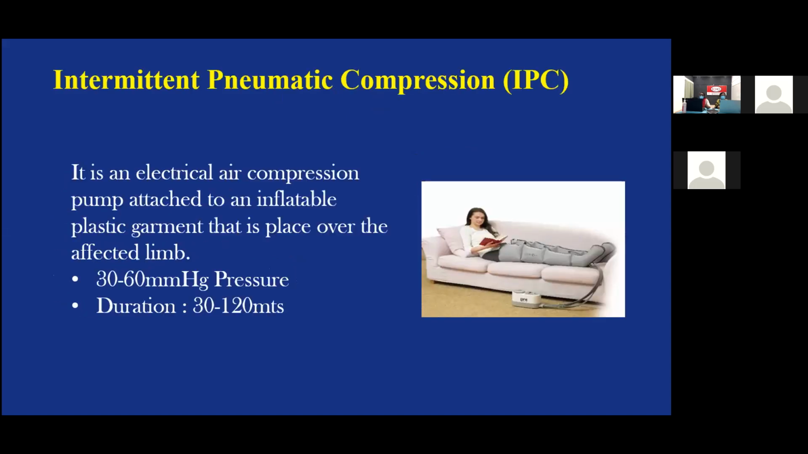So I already mentioned the intermittent pneumatic compression pump. It is an electrical air compression pump attached to an inflatable plastic garment that is placed over the affected limb, as you can see in the picture. It looks like a sphygmomanometer and BP apparatus cuff. That affected limb you can put into that sleeve. Then you can adjust the pressure.